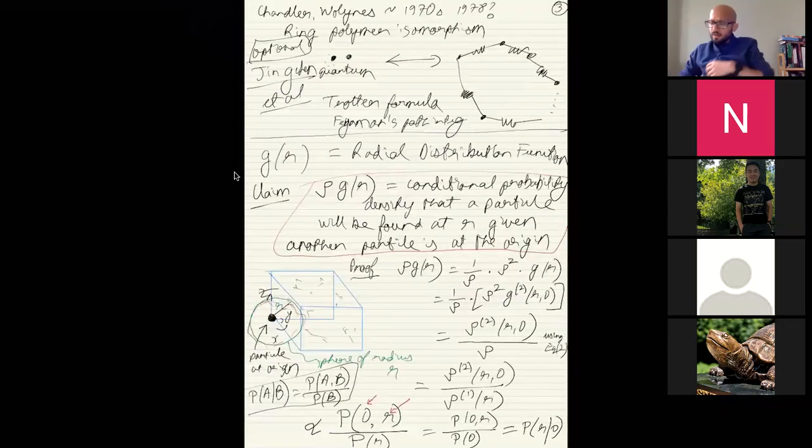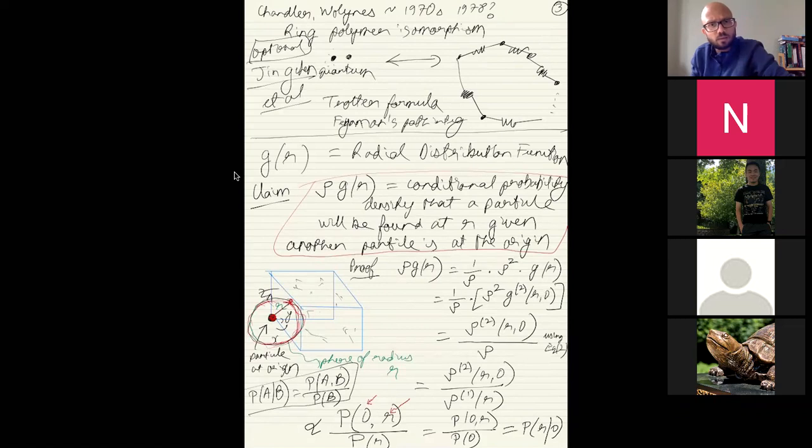So let's look at the claim once again: knowing that a particle exists at the origin, given this knowledge, rho g of r represents the conditional probability. Given that knowledge, it represents the probability that you will find another particle somewhere on this shell. It does not tell you where on this shell, on this surface, because it's a spherically symmetric system.